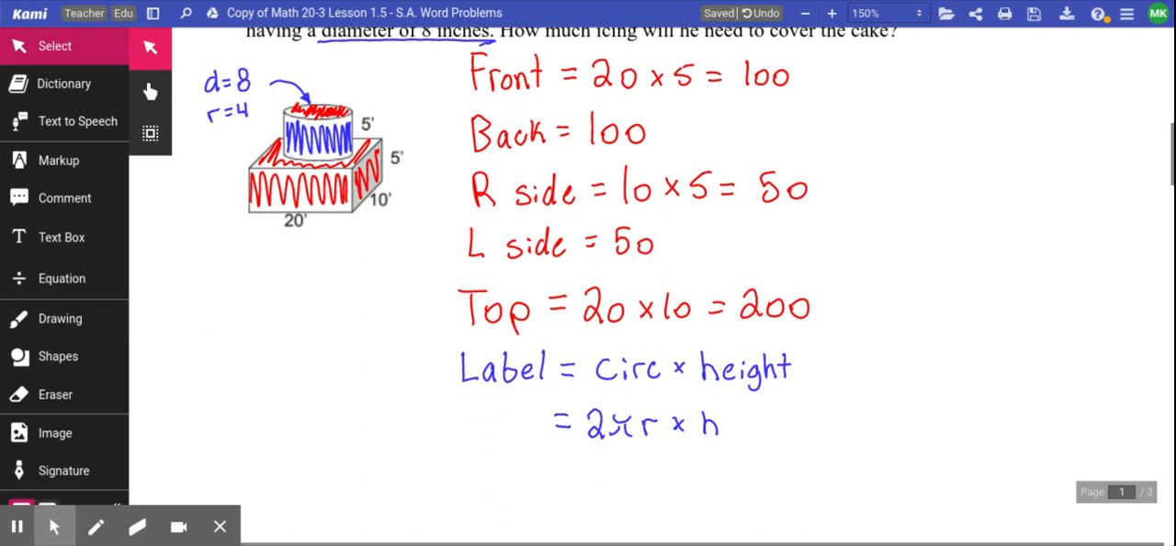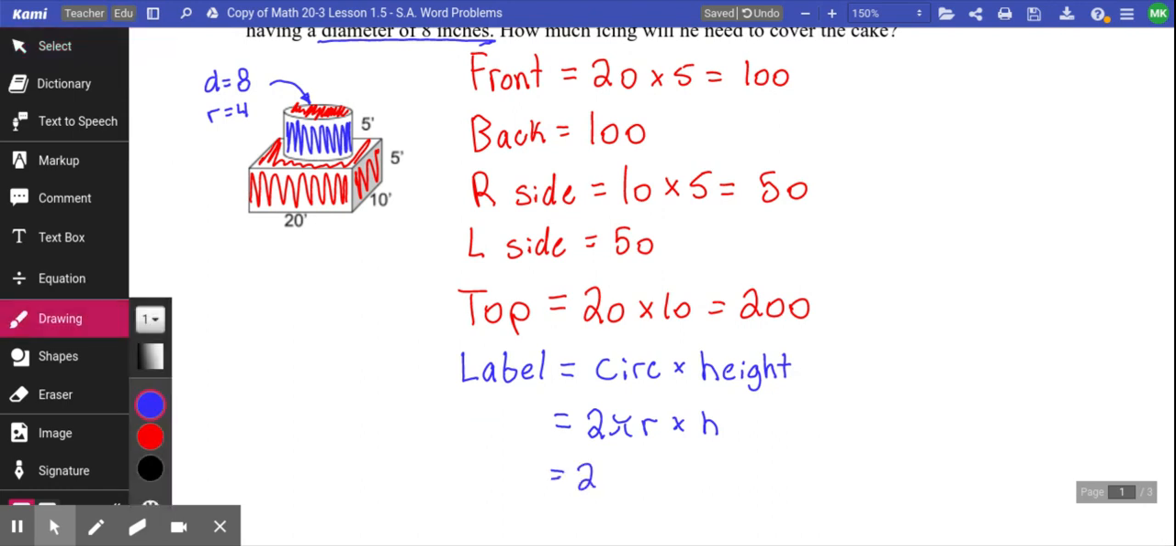This means that our label is 2 pi times 4 times a height of 5. If you throw that in your calculator, you get 125.663.